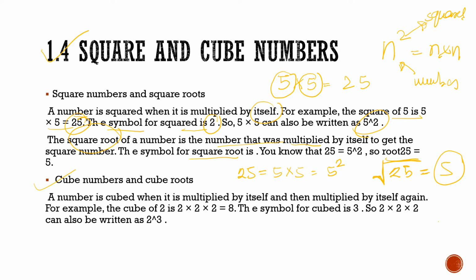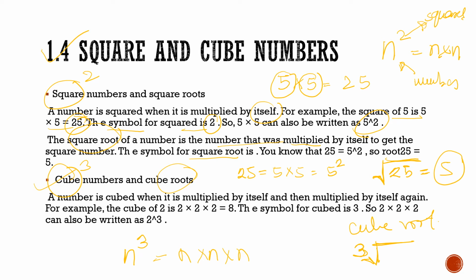Then we have cube numbers and cube roots. The same applies. This time it's the number 3. Cube is n³, which is the same as n times n times n. And this time it's not square root, it's cube root. And how do you draw that? You have your symbol like this. Because it's cube, you write 3 this time, right?